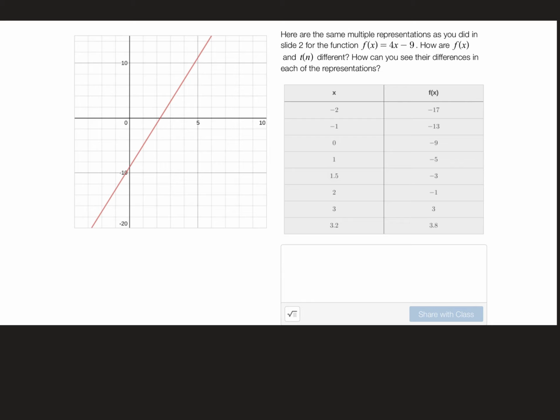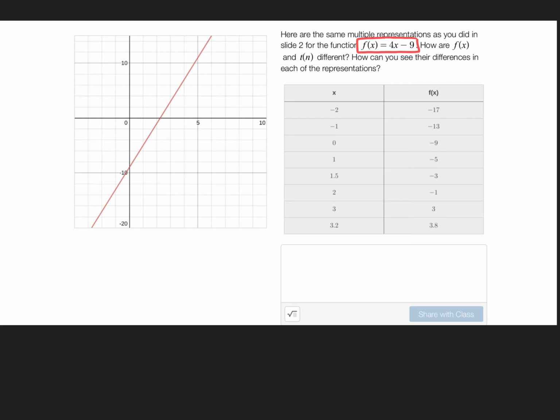So looking at the same three different types of representations, or same multiple representations, we're using a table and we're using a graph to represent now a function. Okay, and that's a very different notation here. We're using f of x instead of t of n. So now we have the function for x minus 9. So how are they different?